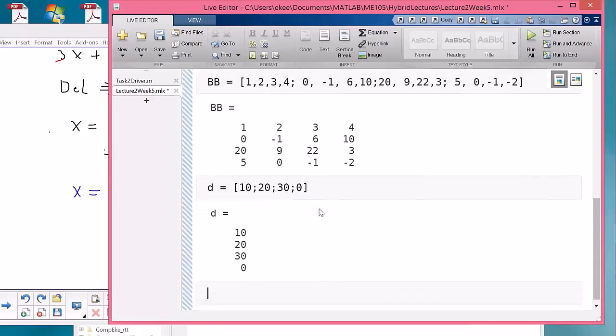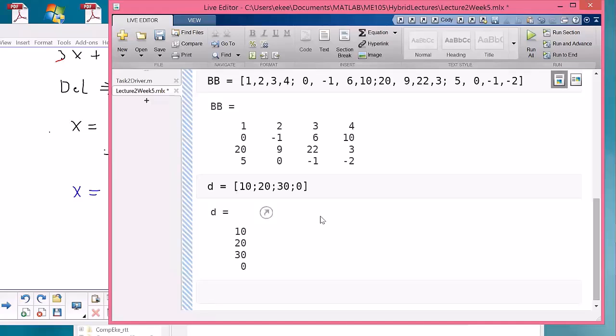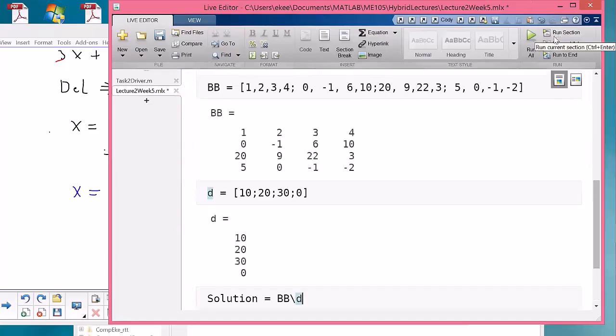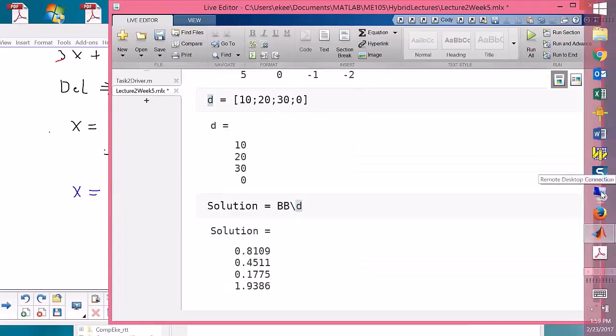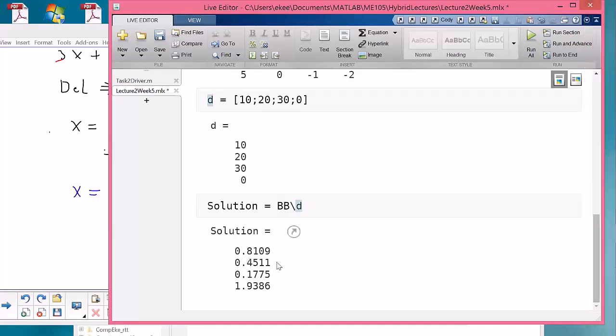And let's solve this. If I want the answers, I'm just going to say solution. And solution equals, all you will do is BB slash, so kick D to the top. And let's run this and see what crazy answers we will get here. I'm not sure what equation I created, but there it is. So it says, basically, for your 4 unknowns, there they are. So you can make this as large as you can.